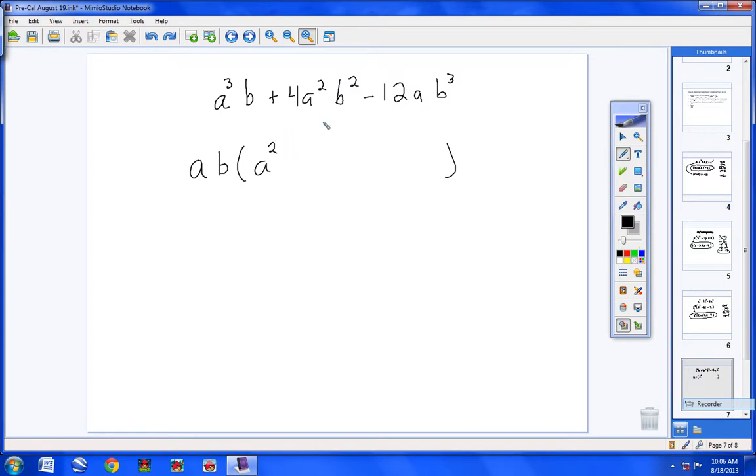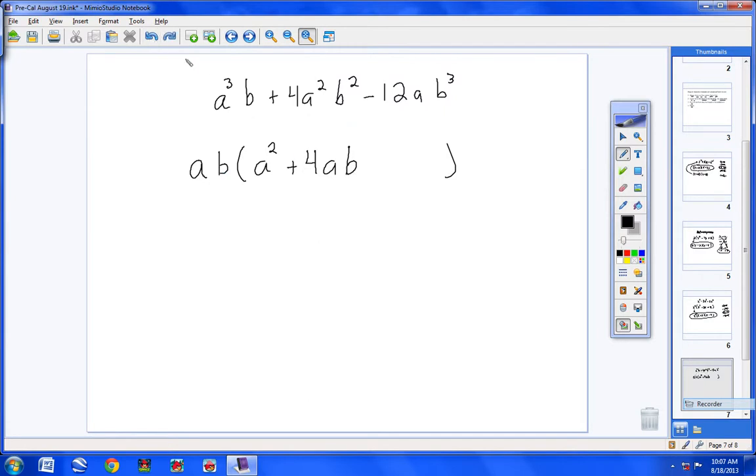Now let's take a look at our next term here. I've got to put something here, blank. ab times something would give me 4a squared b squared. Well, I know for sure I want a positive 4, and probably an a and a b, I would think, guys. Look, right here. ab times 4ab would be 4a squared b squared.